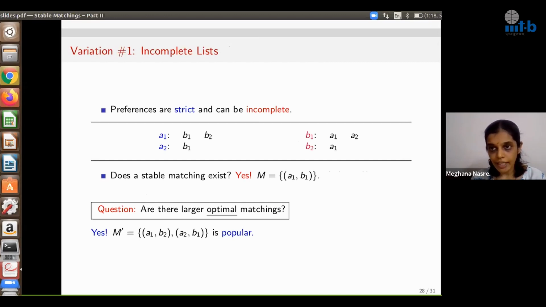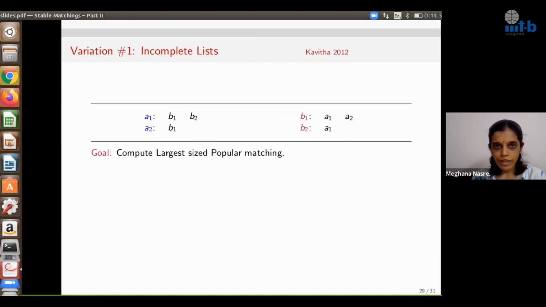Note that this variant is also very different from the variant that we saw earlier where there were ties, and the goal is also different. It was an NP-hard problem. Our goal was to compute an approximation to the maximum size stable matching, and here the goal is to compute a popular matching. However, the same idea, with a small tweak, works here also, and we will show how it works. This result is due to Kavitha. It was published in 2012, and the algorithm is very similar to what we have seen, which is why I decided to present it together.